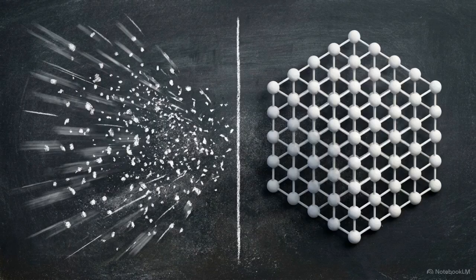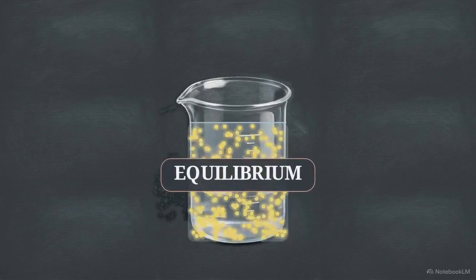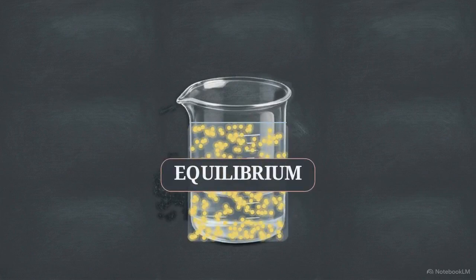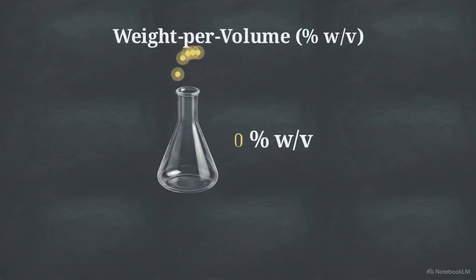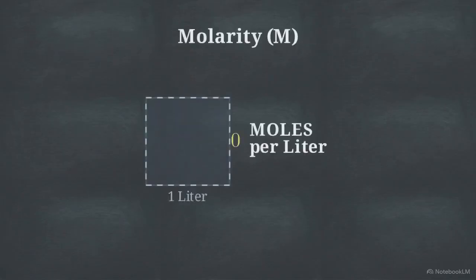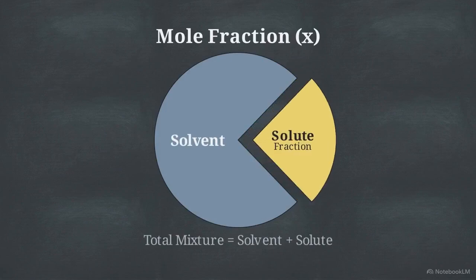While IDR defines how fast a drug dissolves, we still have to account for the thermodynamic limit, the point where the solution becomes perfectly saturated at equilibrium and dissolution naturally stops. This maximum capacity can be expressed through several mathematical lenses: simple weight per volume percentages, molarity, counting moles per liter, molality, tracking against solvent mass, or precise mole fractions.